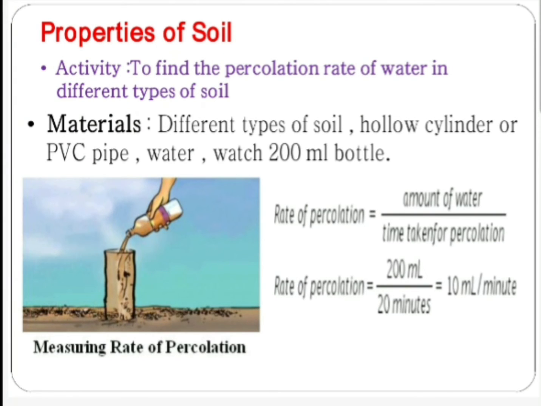Next point is properties of soil through the activity. Activity to find the percolation rate of water in different types of soil. Materials: different types of soil, hollow cylinder or PVC pipe, water, watch, 200 ml bottle. Make 3 teams named A, B and C. Each team performs this activity on different types of soil.